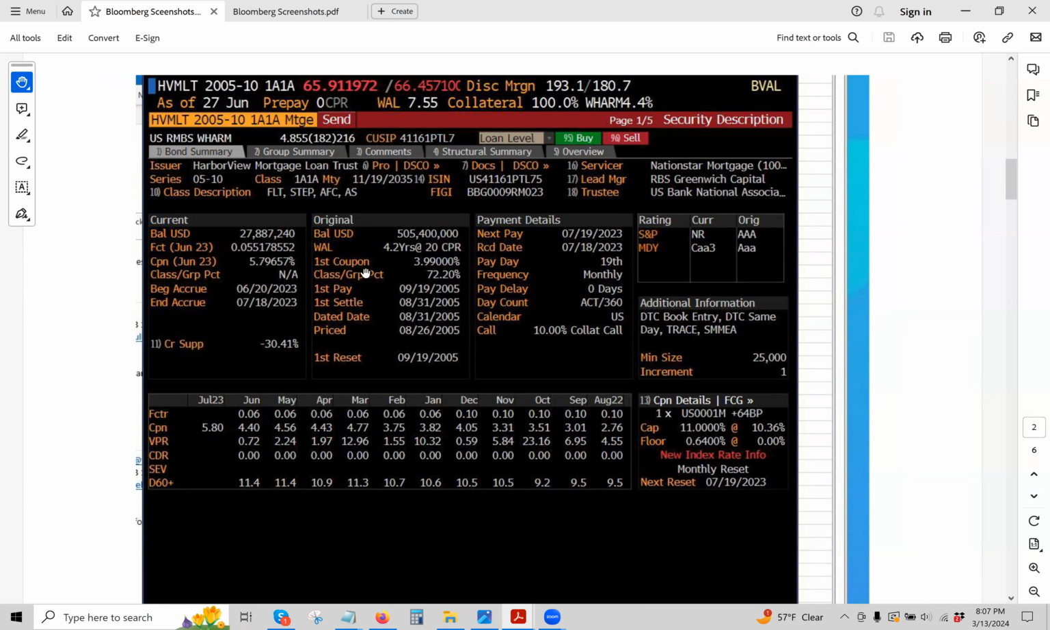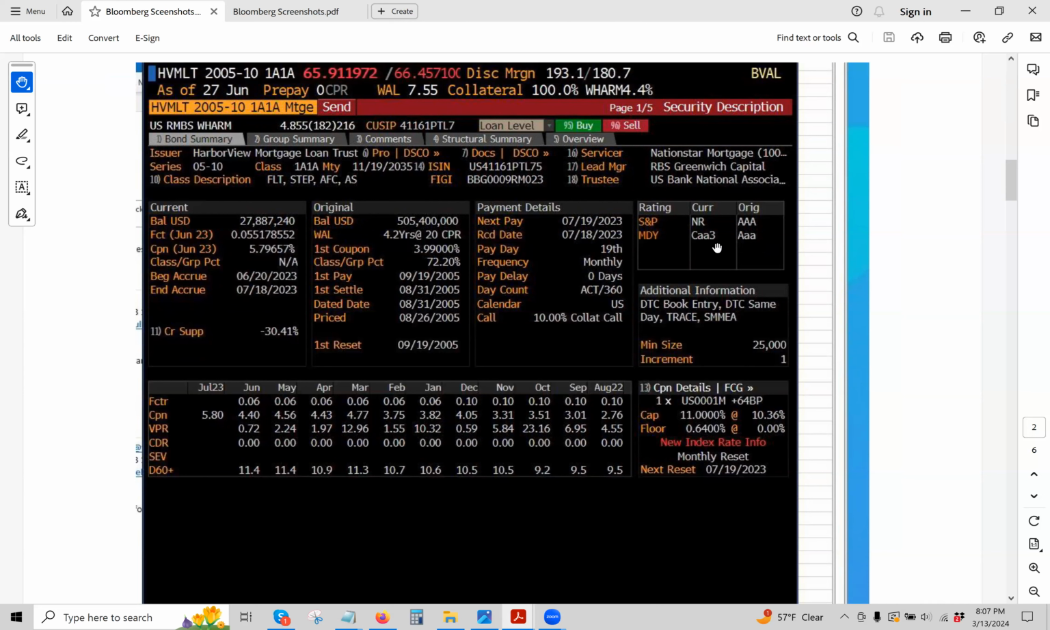And here are the percentages. And this one shows you the rating. So this one actually has a AAA rating. Well, actually, it started with a AAA rating. And the current rating, you see it changed to NR. S&P rated it at NR, and then Moody's rated it at this one here. So you can see that in that little box here.